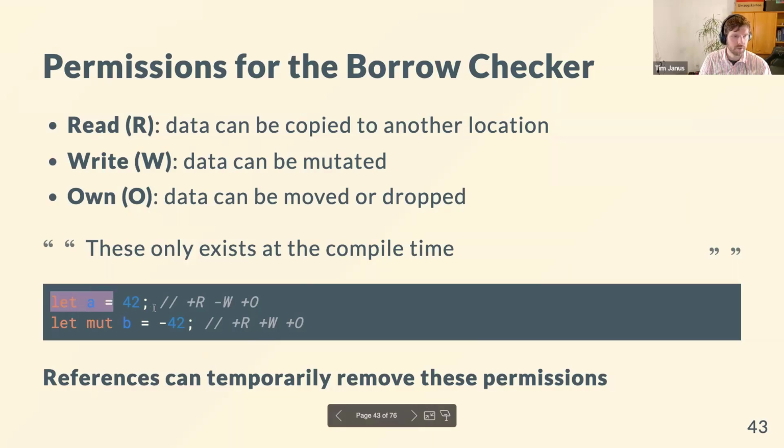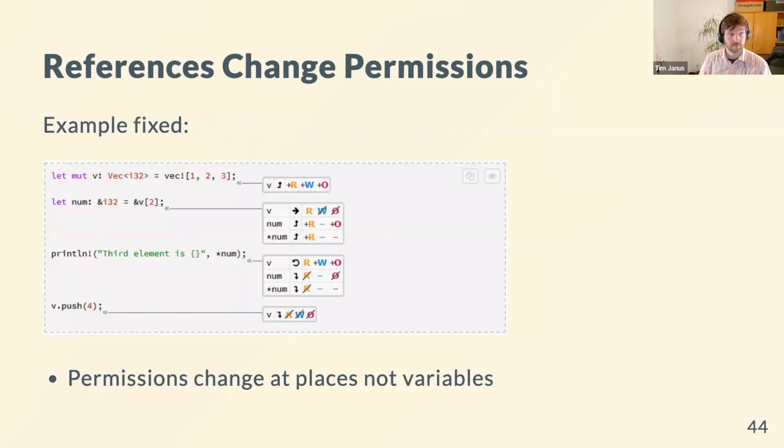When we generate a variable, a is 42, we normally get a read, no write, and an own permission for this variable. If we also want the write permission, we have to put a mut here. And these references can temporarily remove these permissions on the variables. Here is our example from before, but in a fixed way. So it's working this time, and we can together try to understand what this diagram means.